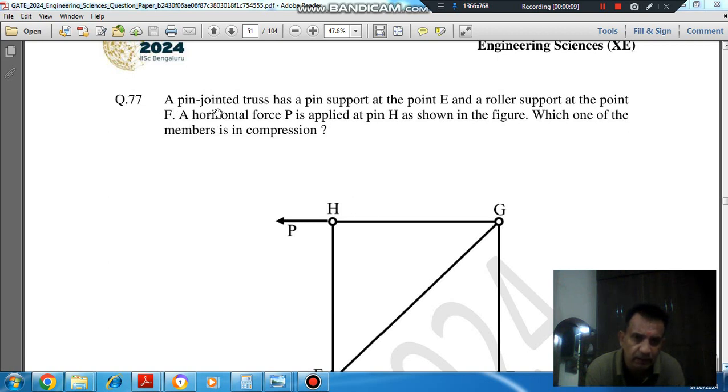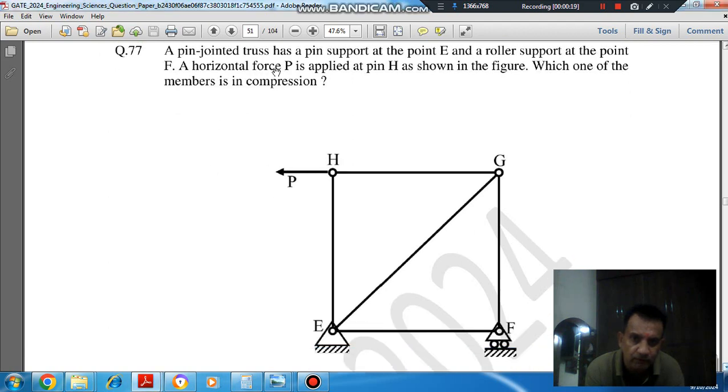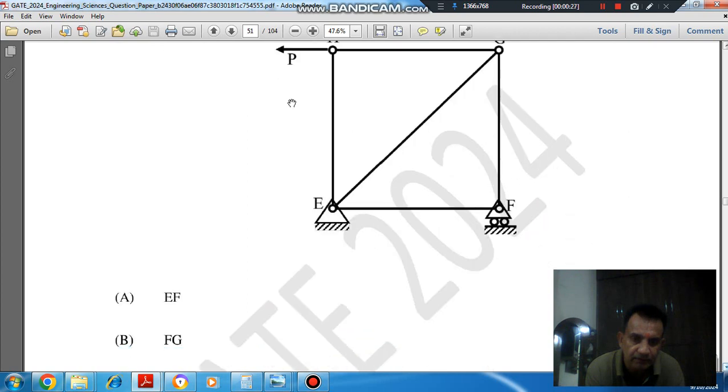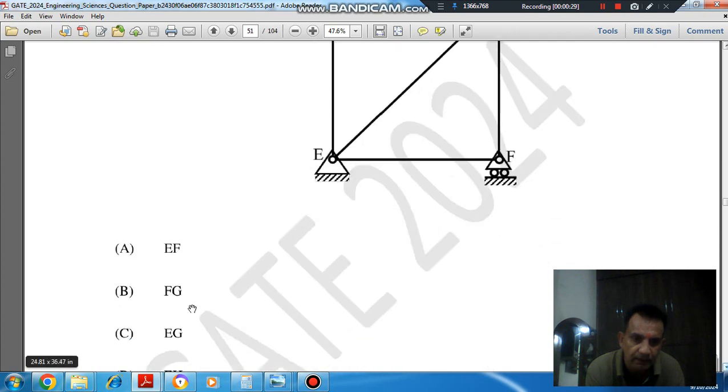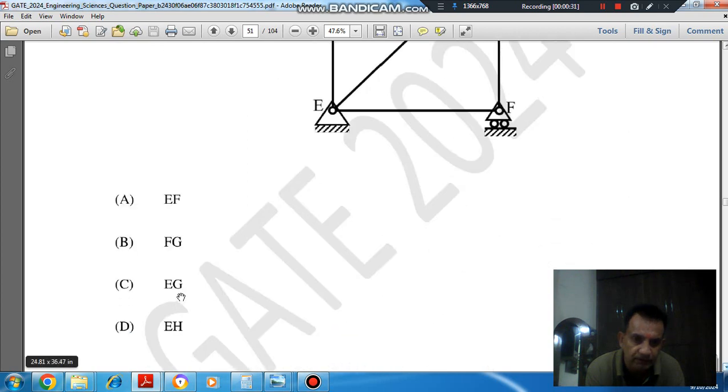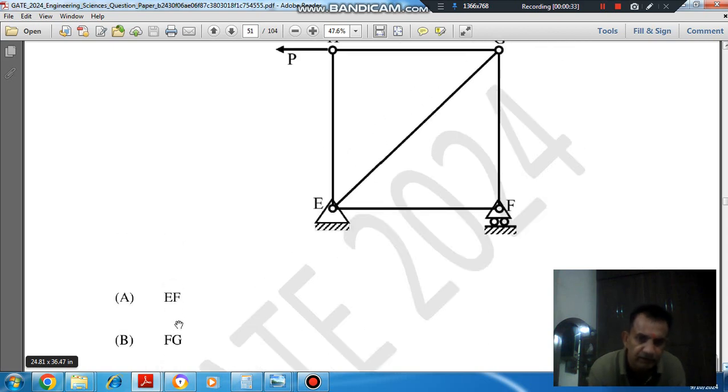Question number 77 is: a pin jointed truss has a pin support at the point E and a roller support at the point F. A horizontal force P is applied at pin H as shown in the figure. Which one of the members is in compression? Option A EF, option B FG, option C EG, and option D EH.